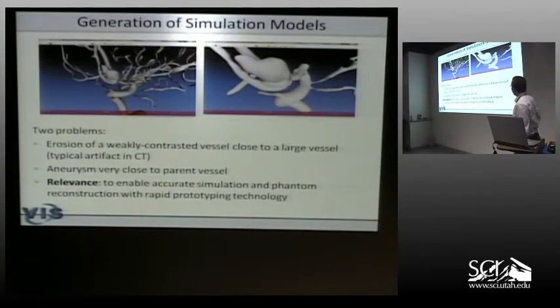I want to describe a few problems which might occur in this surface reconstruction process. As an example, I want to use this particular vascular tree, which was derived from a CT data set. One typical artifact which occurred there is visible here. You see here a large vessel, and a lot of contrast agent was accumulated there. And then you see these small vessels here.